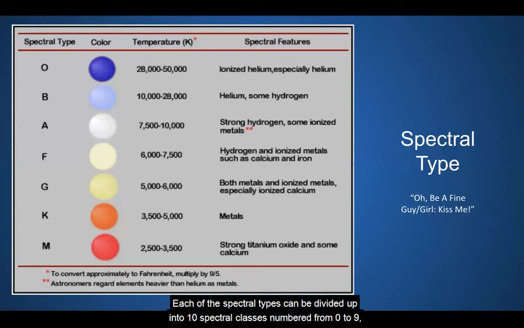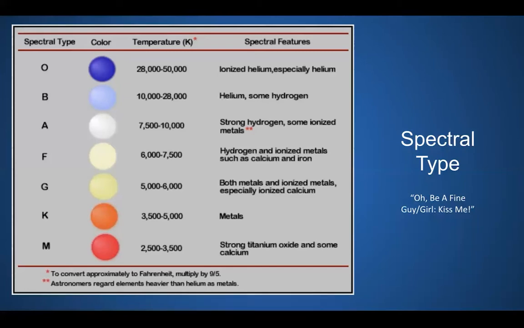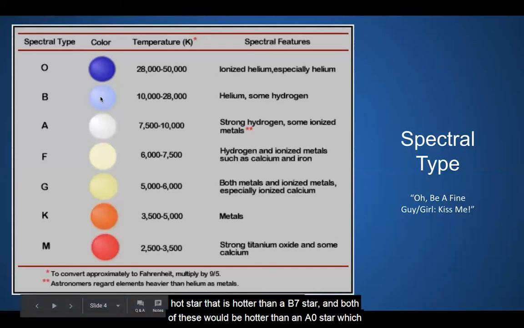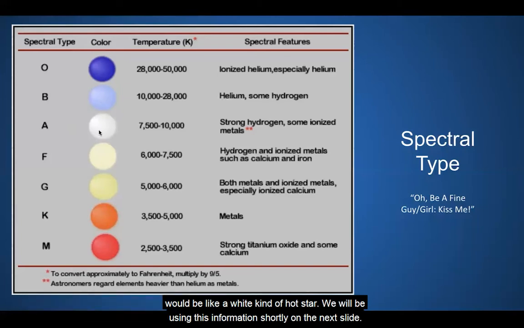In addition, each of the spectral types can be divided up into 10 spectral classes, numbered from 0 to 9, with 0 being the hottest and 9 being the coolest. So a B5 star would be a light blue hot star that is hotter than a B7 star. And both of these would be hotter than an A0 star, which would be like a white kind of hot star. We will be using this information shortly on the next slide.